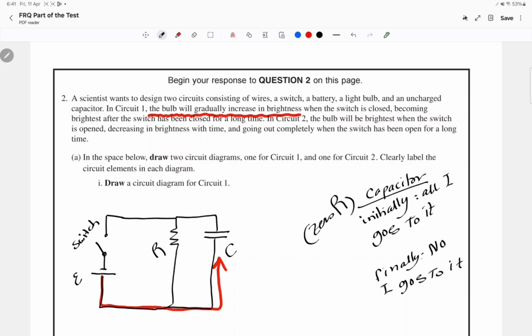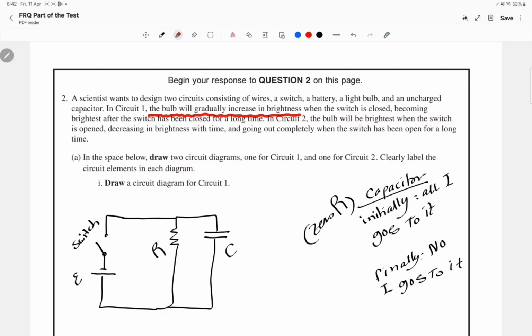But then over time, as your capacitor charges up, all the current will start to deflect away from it and only go through the resistor, because now it's becoming fully charged. And that's why the resistor will start to become brighter over time, but not in the beginning. So they must be both in parallel with the battery in circuit 1.